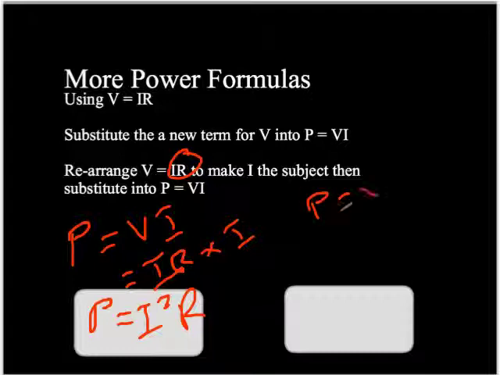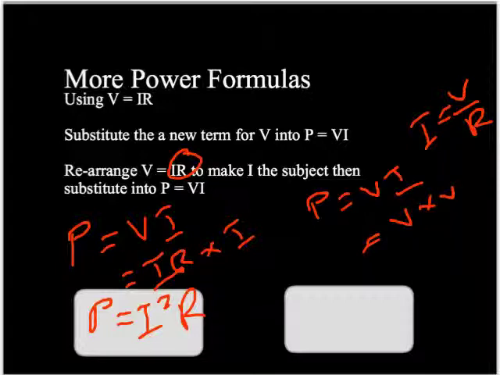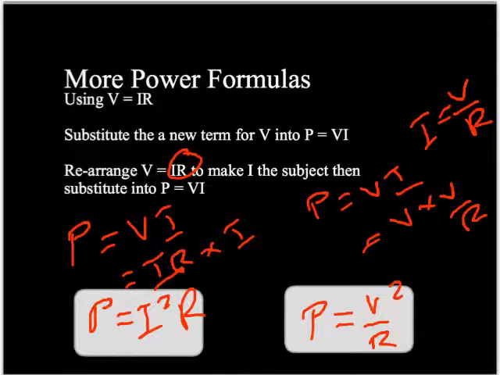Let's look at this formula again and rearrange it. This time, instead of getting rid of the V, let's get rid of the I. So what's I equal to? I is equal to V divided by R. So putting V over R in for I, you get V times V divided by R, and that gives you P equals V squared over R. You don't have to remember these formulas, but you should probably think about how they come about.